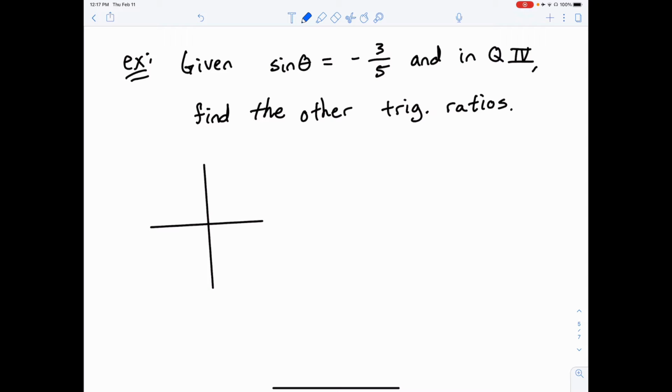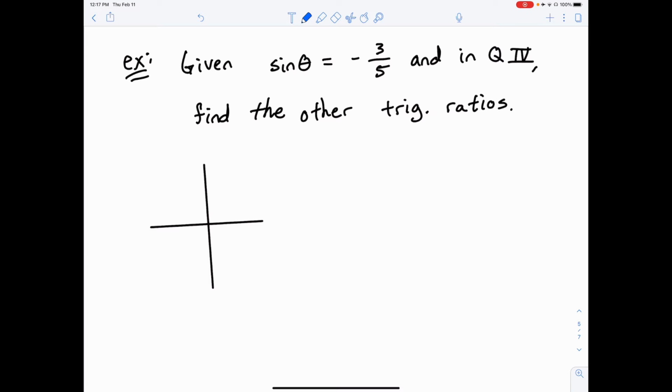Given that sine theta is equal to negative 3 over 5, and it's also going to be in quadrant 4, find the other trig ratios. In this example here, we're going to also look for cosine and tangent. Now, some teachers might ask you to find the reciprocal trig ratios, like secant, cosecant, and cotangent, but in order to do that, you need to find the basic three first.